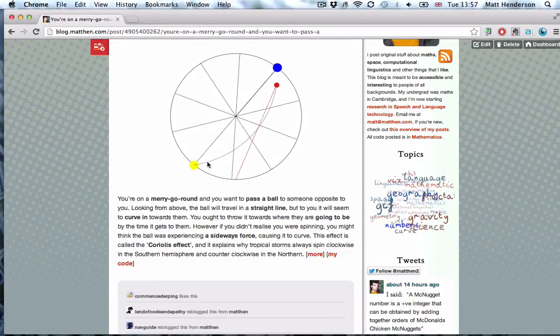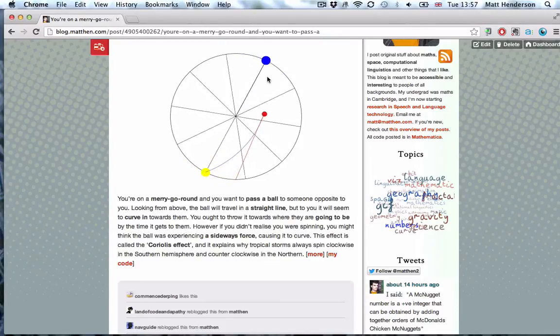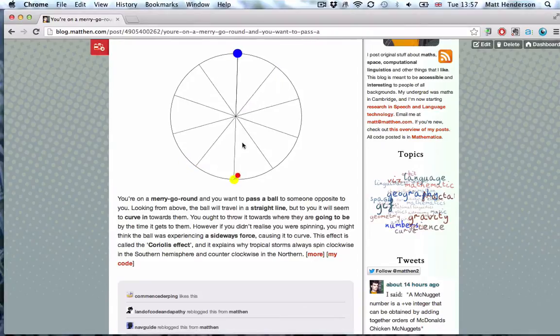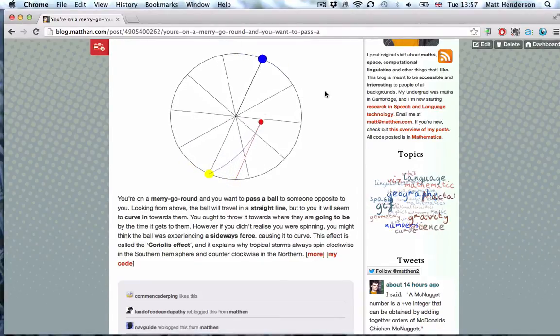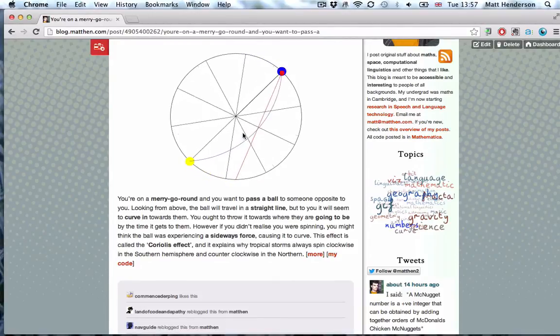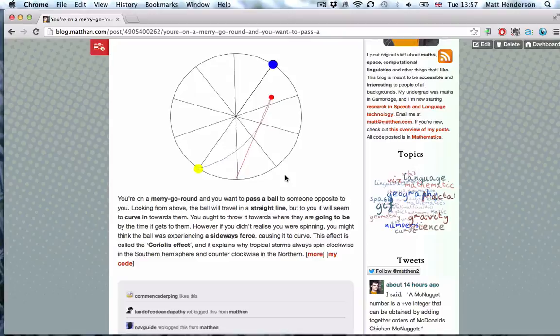and the blue line is where it seems to be going in the reference frame of the two people sitting on the merry-go-round. So from their perspective, if they don't realize they're rotating, then it goes on a curve, so there must have been some force, they think, but really it's a straight line.